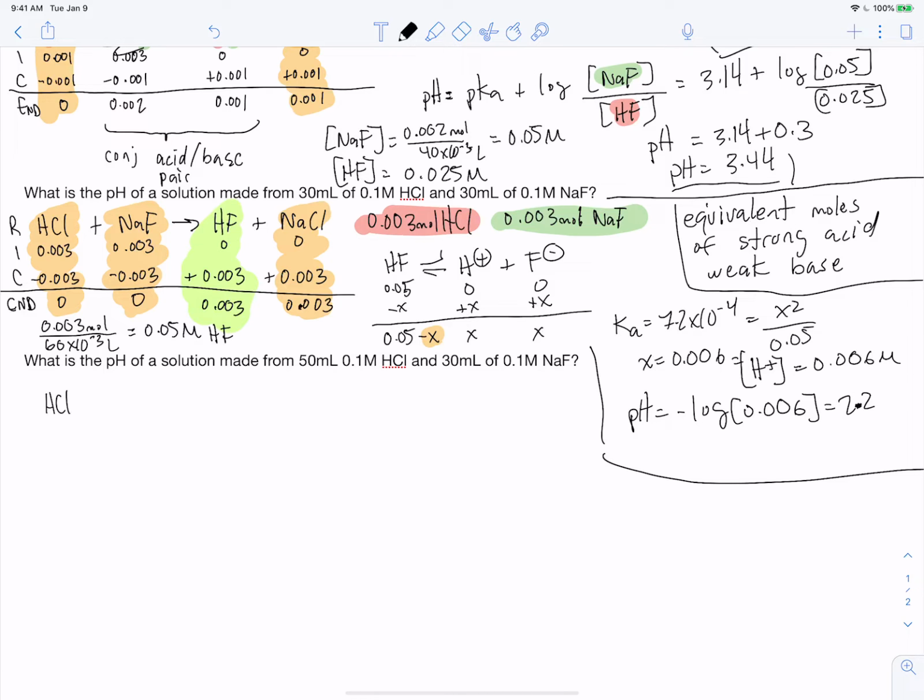And so the number of moles of NaF that we have there is just going to be the same because we haven't done anything with that. That's how much we're starting with in terms of weak base. In terms of weak acid, we can do that calculation really quickly. It's just the volume times the concentration. So that's 0.005 moles of HCl.